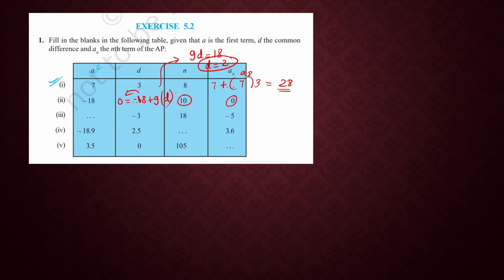Very simple, right? Okay, hope you can solve the next 3 questions. Very similar, okay? Just you have to use this formula only here. AN equal to A plus N minus 1 into D.